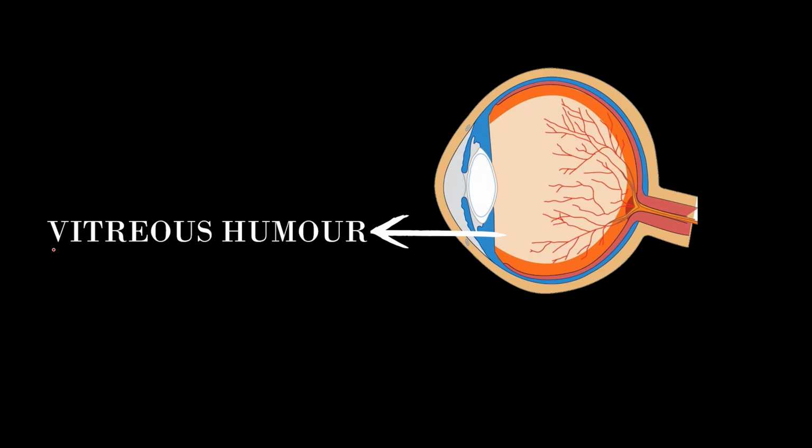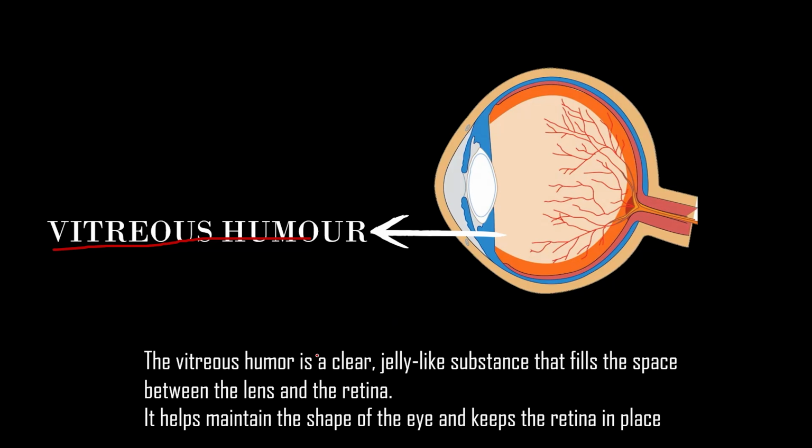Next is the vitreous humor. What is the vitreous humor? Vitreous humor is a clear jelly-like substance that fills the space between the lens and the retina. Here you can see this is the lens, and the retina is here. The fluid between this retina and the lens is called vitreous humor, and it helps to maintain the shape of the eye and keeps the retina in place.